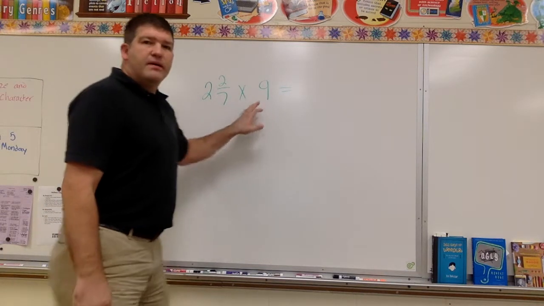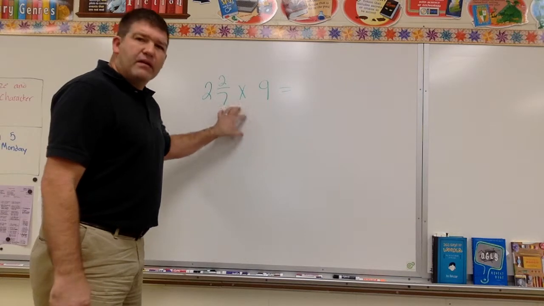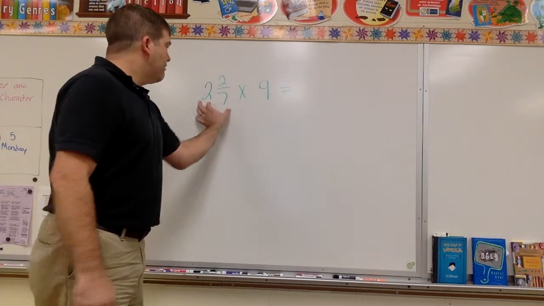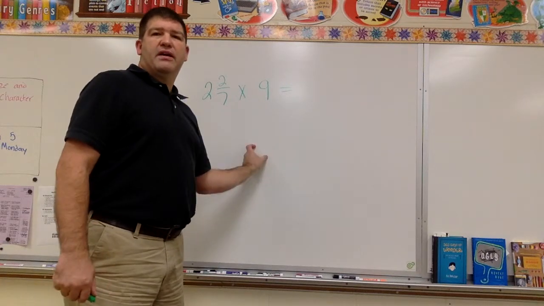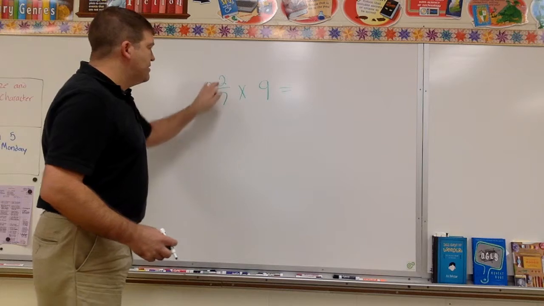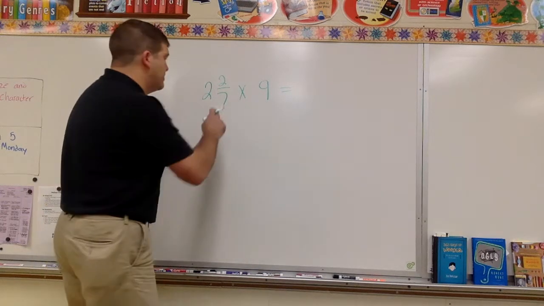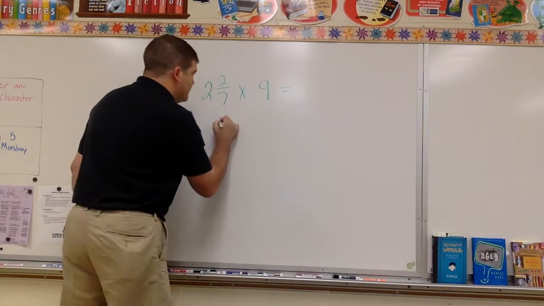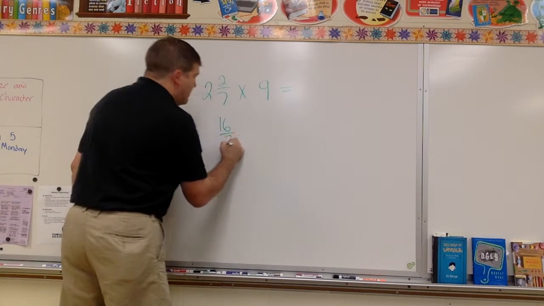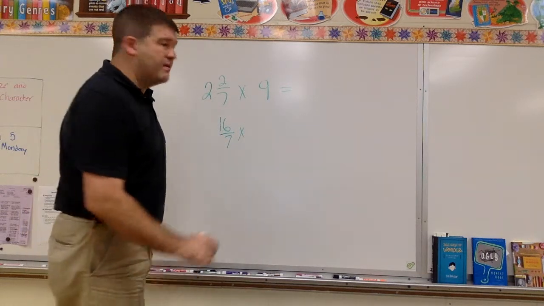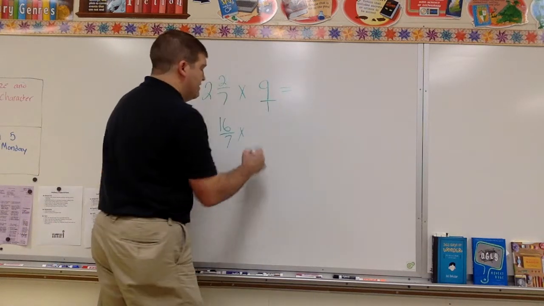Okay, I've noticed if you have a mixed number here, 2 and 2/7 times 9, when I look at a problem like this, the first thing I think about is I want a fraction times a fraction. Okay? The way I get this to be a fraction, it's going to be improper, but I got to get it to be a fraction. 7 times 2 is 14, plus 2 more is 16. 16 over 7 times, and I get this to be a fraction. All I got to do is go like that.